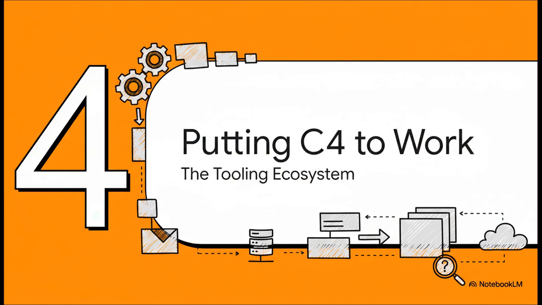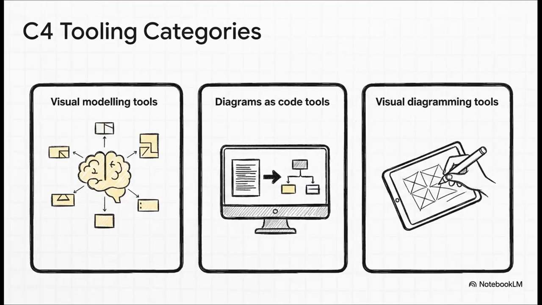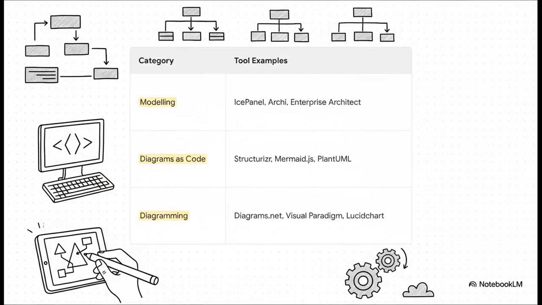All right, theory is great, but you're probably wondering, how do I actually start making these diagrams? So let's take a look at the tooling that's available for you right now. The C4 tooling ecosystem really falls into 3 main camps. First, you've got dedicated modeling tools for when you need a single source of truth for the long haul. Second, you have diagrams as code tools, which are absolutely perfect for version control. And third, there are the general visual diagramming tools you probably already use, which are great for quick sketches and brainstorming sessions.